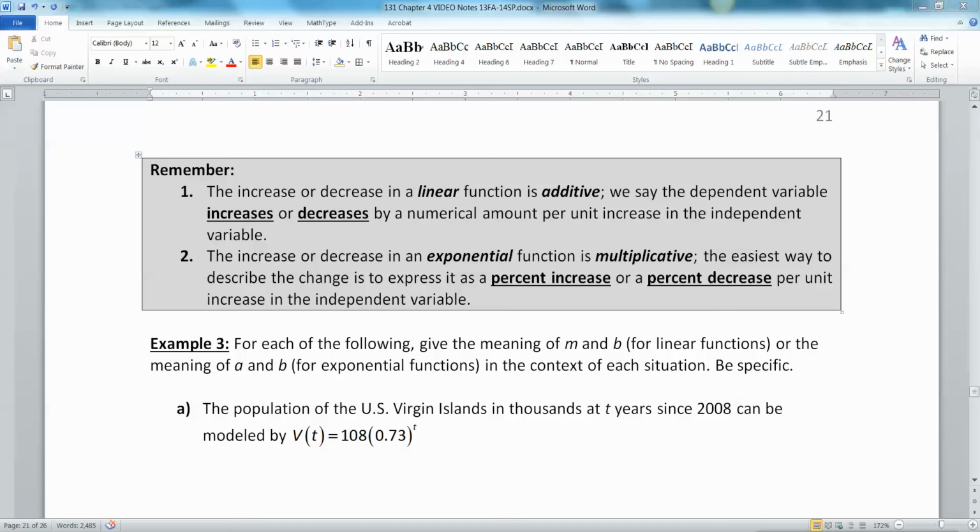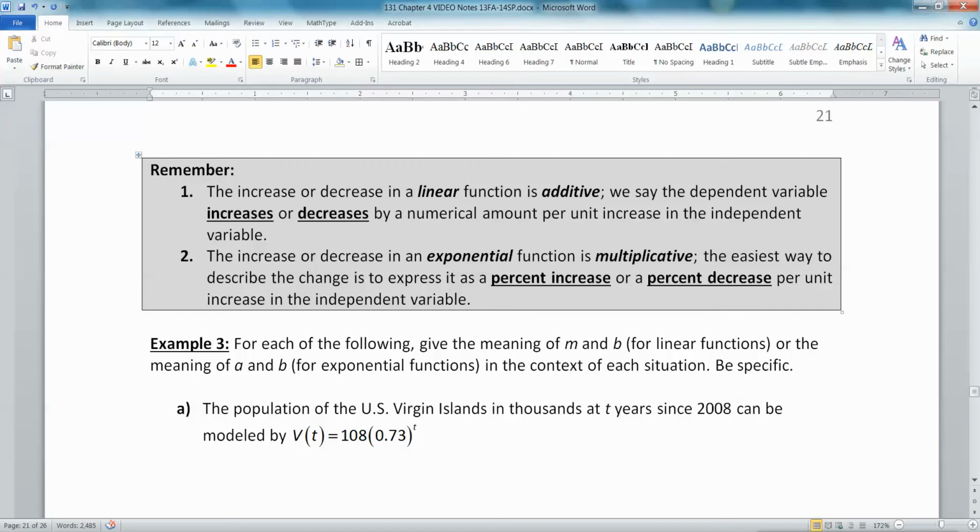Now that we know how exponential modeling works for both growth and decay, let's think about how we want to compare it to linear modeling, which we did in chapters 2 and 3. So remember that the increase or decrease of a linear function is additive. So we say the dependent variable increases or decreases by a numerical amount per unit increase in the independent variable. In other words, we'd say things like, for every year, this thing is going up by this amount every year, or going down by this amount every year.